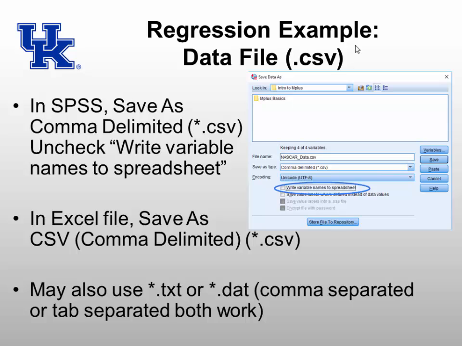And the one thing you want to make absolutely sure about is to uncheck the write variable names to spreadsheet checkbox. The input for Mplus has to only be numbers. And if it has any kind of letters in it, it says, I can't handle letters, I deal with numbers. So you don't want the variable names in the spreadsheet. Mplus wouldn't like that. If you have your data in Excel, you do the same thing. You save it as a .csv file. It doesn't have to be .csv. You can use .txt, .dat, whatever you want, so long as it's comma, tab, or space separated.